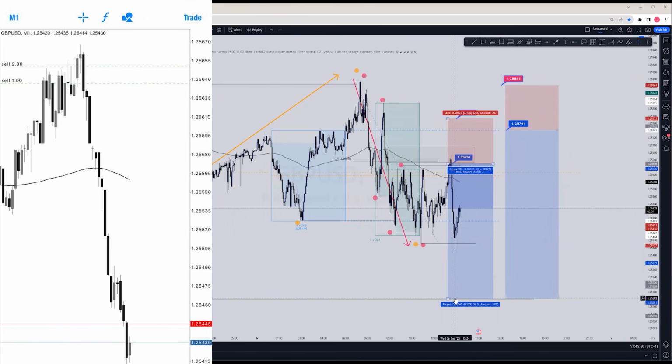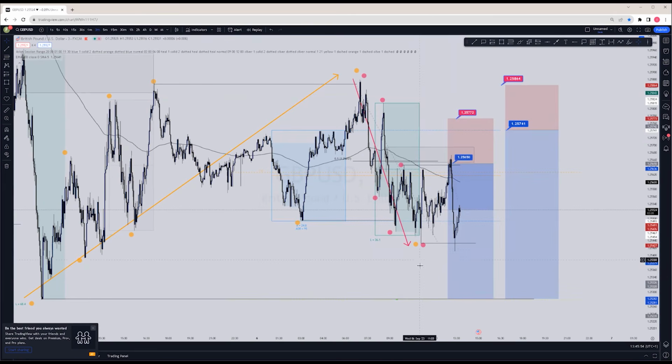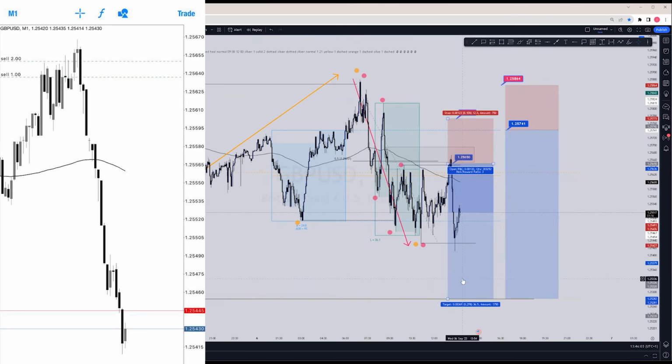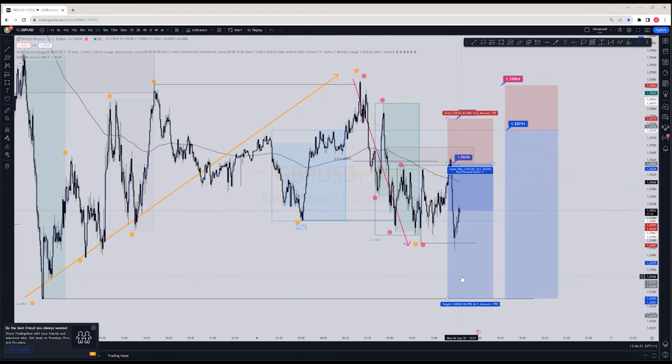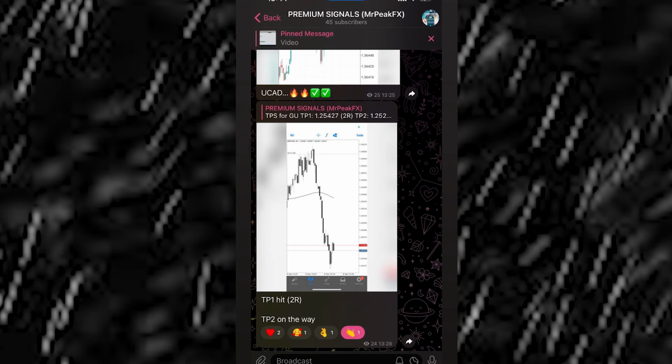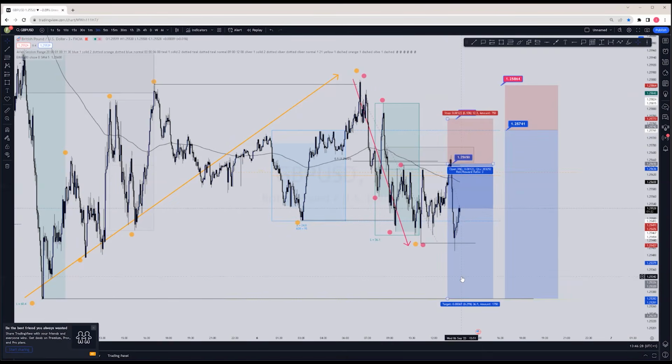1:2. So we're waiting for this to be hit, and we are currently approaching New York. So we're expecting New York volume. And that is my entry there on the screen, and that is the update on the VIP group, making them know that TP1 has been hit, which is 2R, and we're on our way to TP2. So we've secured some good profits with just simple and basic analysis.